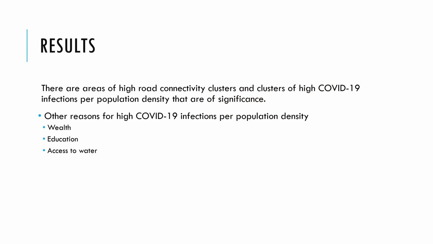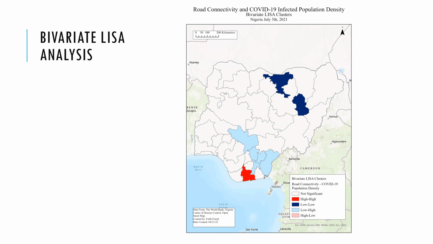The results indicated that there are significant clusters of high road connectivity with clusters of high COVID-19 infections per population density. But other reasons for high COVID-19 infections per population density would be wealth, education, and access to water. So going back to this map, this area, from what I've researched, had one of the poorest wealth indexes for Nigeria.